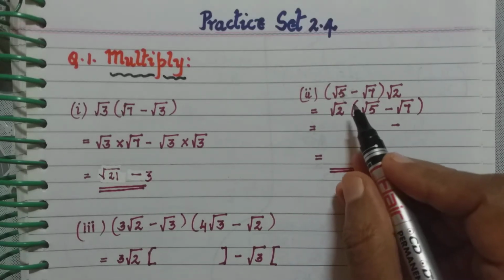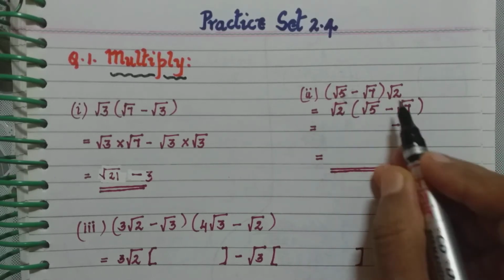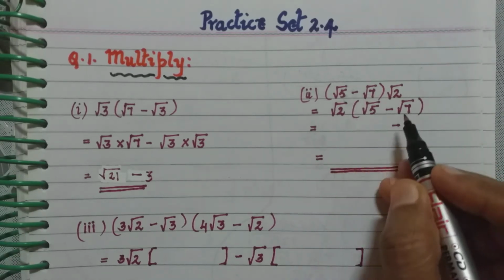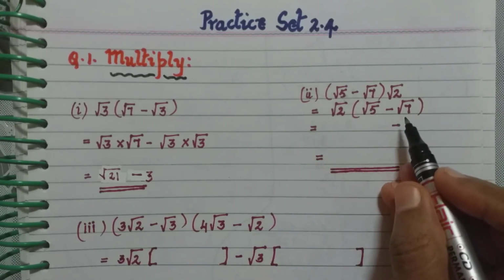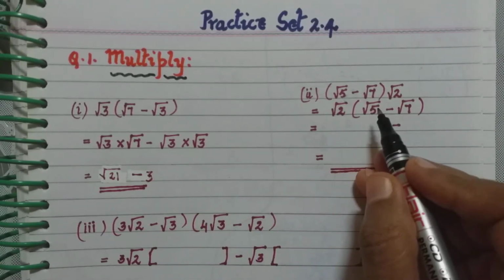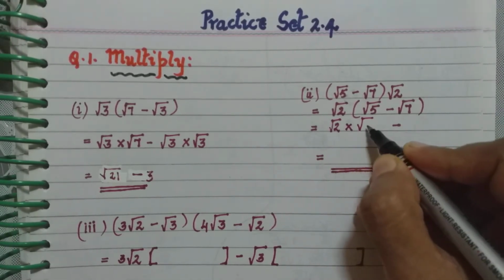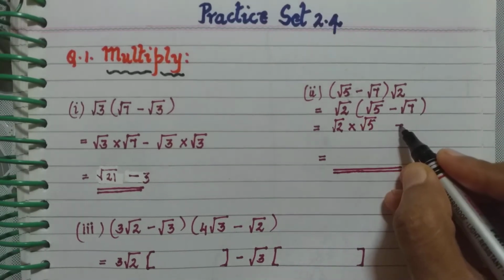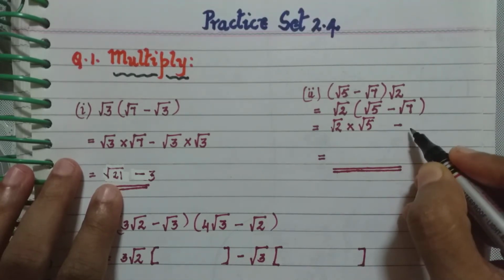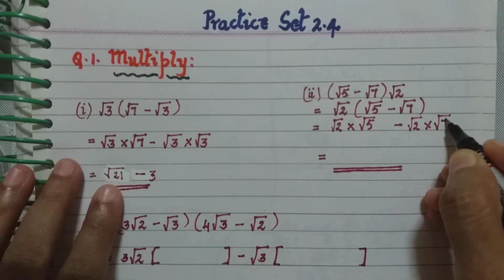Coming to the second question, root 5 minus root 7 into root 2. So we rearrange it. We take root 2 first. This becomes root 2 bracket root 5 minus root 7. Now we'll do just as we did in the previous question. Root 2 into root 5 minus, because of this minus sign we write minus, then root 2 into root 7.